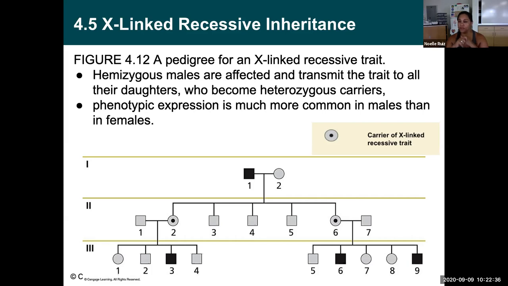And the phenotypic expression, meaning what is seen on the outside, is much more common in males than in females. So only females can be carriers because they have the two X's. But males will actually have the disorder more often. And you can see that in the actual pedigree. So this pedigree should be easy to recognize in your quizzes.